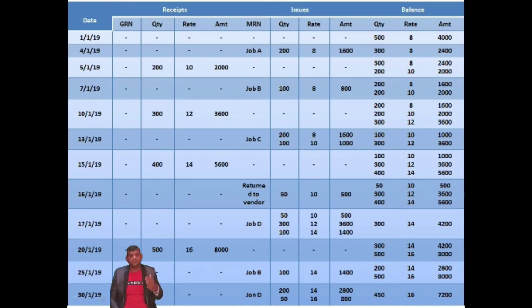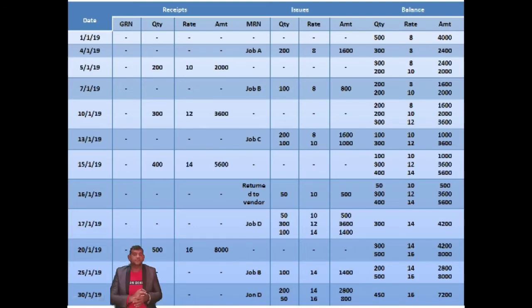Next is the 13th January 2019 entry. On 13th January 2019, what happened? There was an issue to job C. So how many units are we supposed to issue? We are supposed to issue 300 units. On the top we have only 200 units. So directly issue that by mentioning job C in the MRN column.